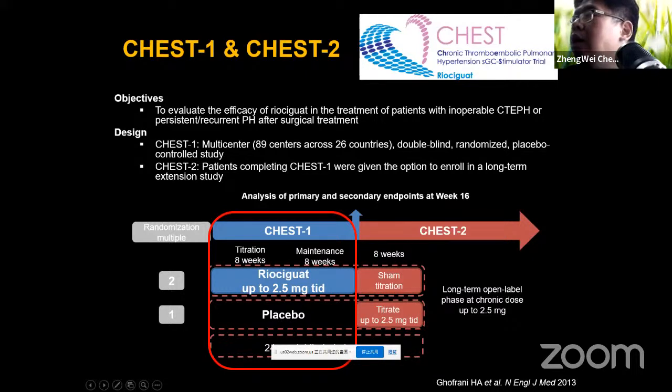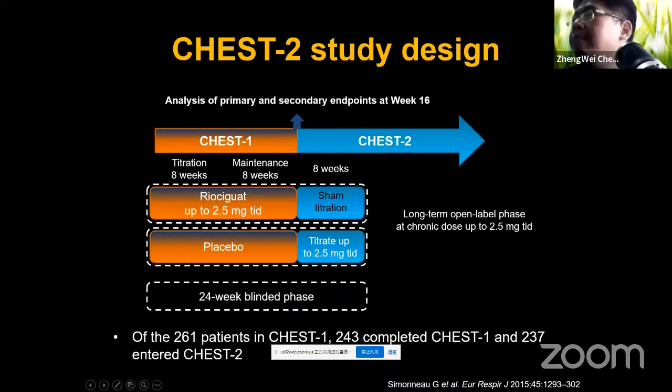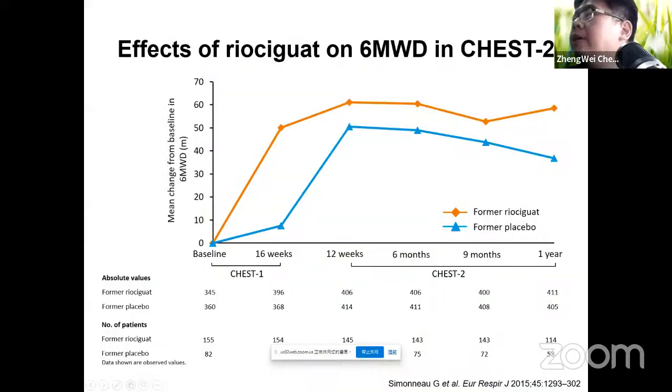The CHEST-1 trial is a multi-center study to compare the outcome between riociguat and placebo. As we could see, the results show a significantly increased 6-minute walking distance in the riociguat group. And the CHEST-2 study is a long-term open-label follow-up study of CHEST-1. It also showed a sustained improvement of 6-minute walking distance in the riociguat group.